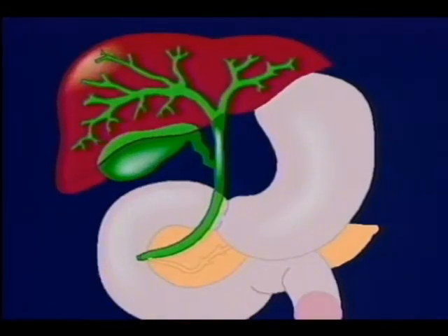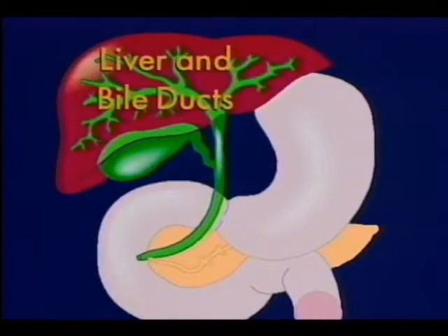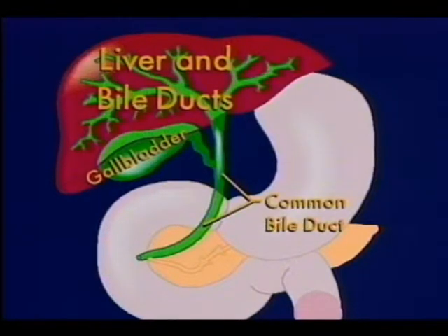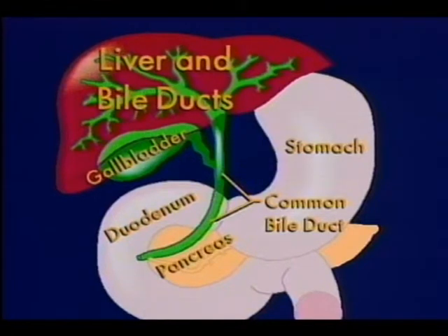First, in order to understand what gallbladder disease is, we need to know what the gallbladder is and what it does. The gallbladder is one of the digestive organs of the upper intestinal tract. These organs include the liver and its bile ducts, the gallbladder, the common bile duct, the stomach, the duodenum, and the pancreas. Bile is also an important ingredient in the process of digesting fatty foods.